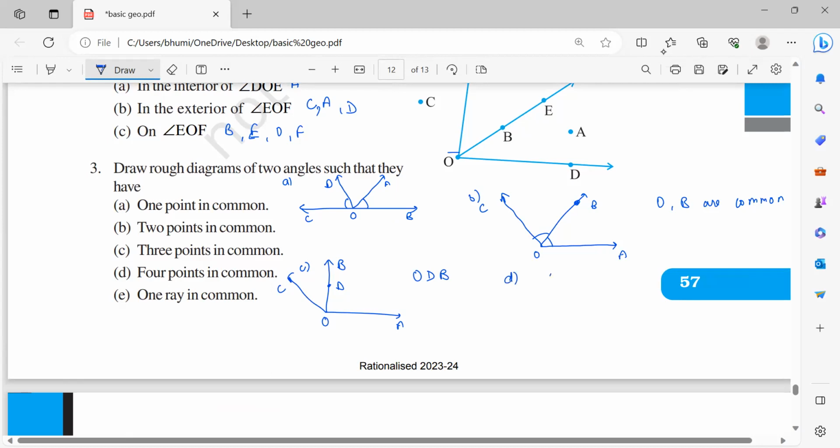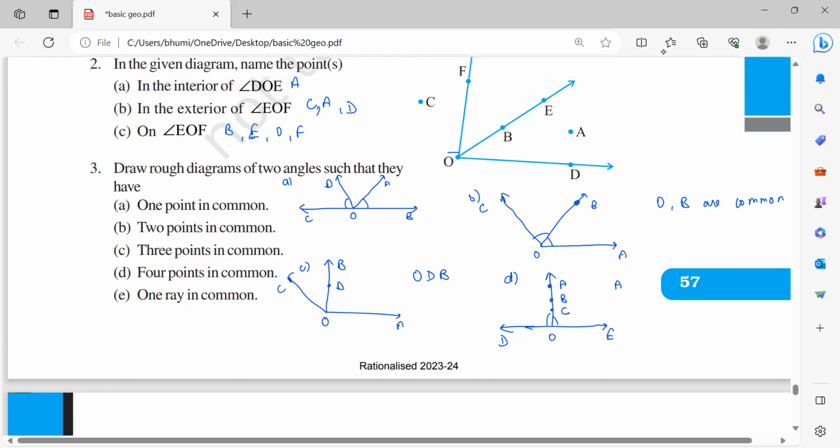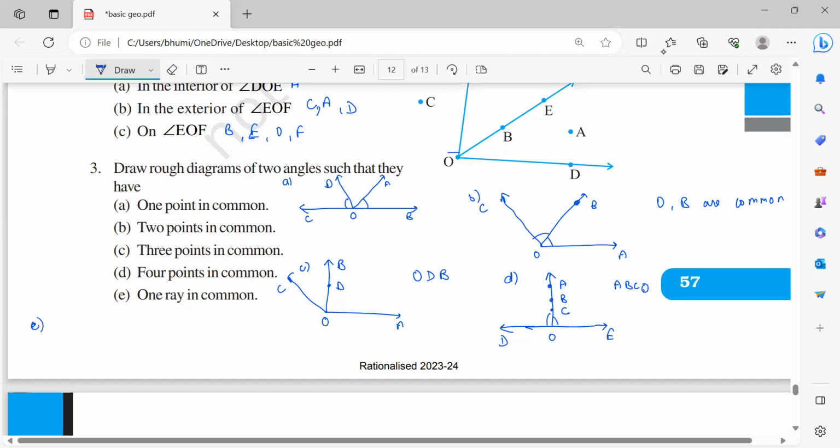Now D part, 4 points in common. We'll draw like this. These two angles which have A, B, C, D, and E. So we have 4 points as A, B, C, and O. One ray in common. If I draw E part, it will be one ray, which is this CO. Okay, CO is the common ray.